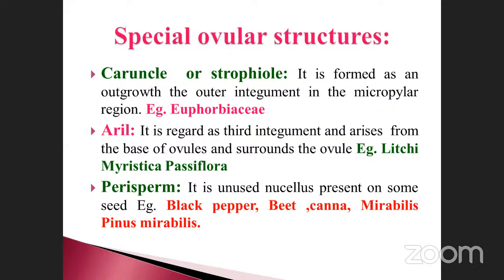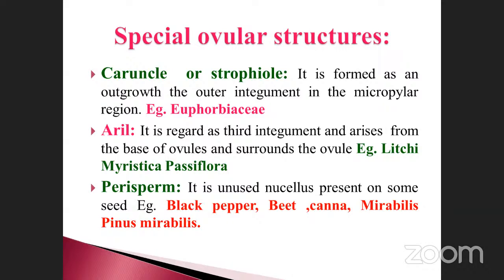See the special ovular structures. Other than the ovules, some special structures are also present. They are also reported in some families. See the caruncle and also strophiole. It is formed as an outgrowth of the outer integument in the micropylar region. Example, Euphorbiaceae. Euphorbiaceae is the family with maximum presence of latex vessels. Take the example of rubber, Hevea brasiliensis. Euphorbia tirucalli, Euphorbia antiquorum, like that it comes.